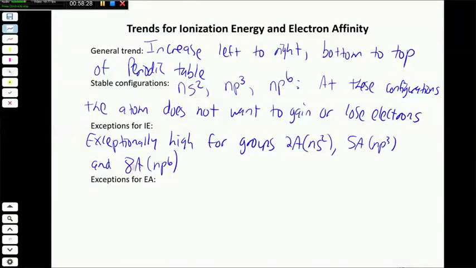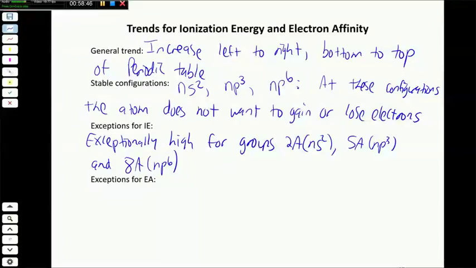Now, the exceptionally high ionization energies for noble gases doesn't really matter because those are all the way to the right anyway. So those being the highest doesn't really throw off the trend at all. But the two real exceptions in the trend then occur at group 2A and group 5A, which are higher than you would expect them to be based on their location in the periodic table.